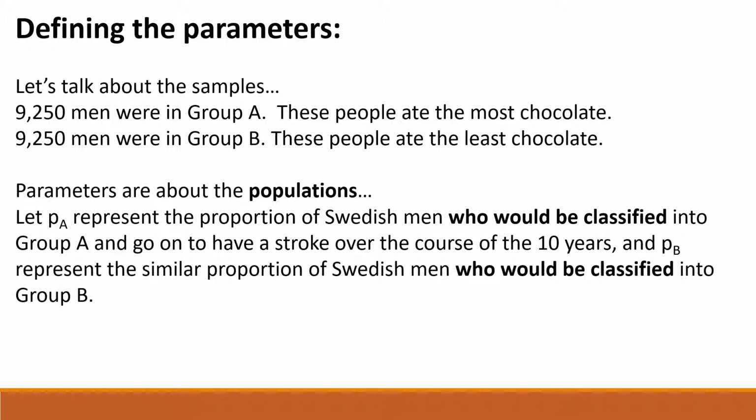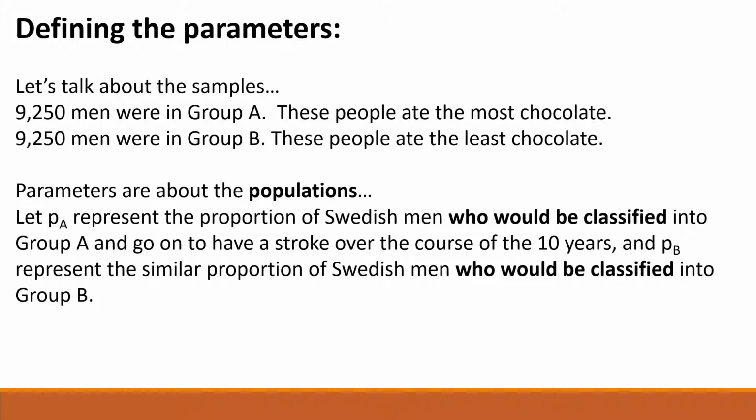Remember, when we define parameters, they're about populations, and we want to make it clear when we write these that it's talking about all the people. So the way we do it is by saying that PA represents the proportion of Swedish men who would be classified into Group A, okay, not just the people who were classified into Group A.